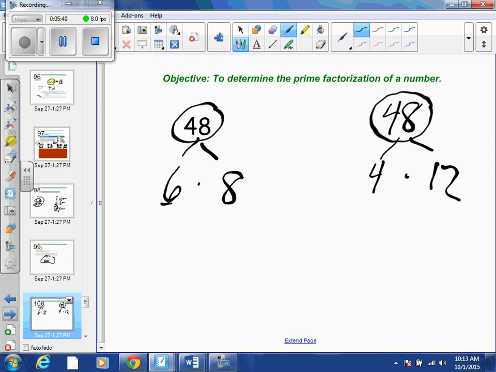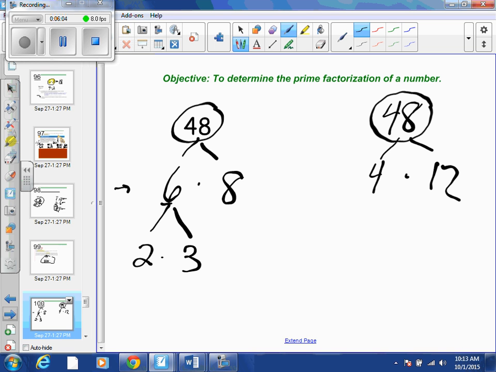You could also do it with other numbers that equal 48. So you could have said 2 and 24, and you will still get to the same answer. Okay? Now, once you've made your first factor pair, we're going to look at these two factors, 6 and 8. Is 6 composite? Can I break it down again? Yes, I can. I can do 2 times 3. So write your smaller numbers to the left, 2 times 3.